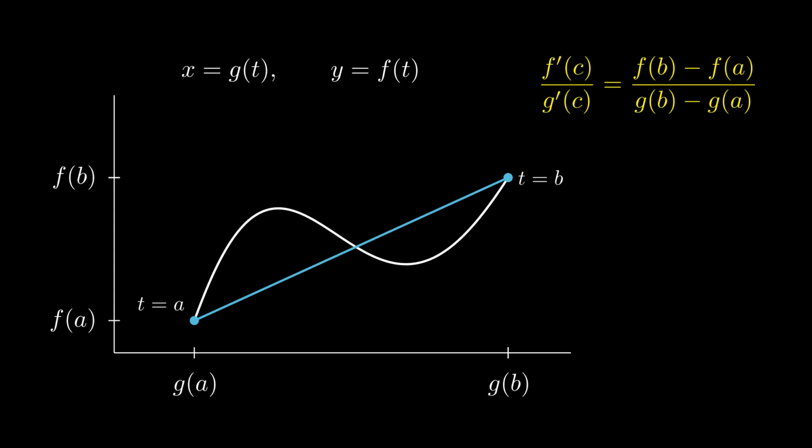And on the other hand, the slope of the tangent to the curve at any moment t is given by f prime of t divided by g prime of t. And by that same geometric intuition we used before, there has to be some input where the slope of the tangent to the curve matches the slope of the secant line. And so in these terms, that would be a value of c such that f prime of c over g prime of c is equal to f of b minus f of a over g of b minus g of a. Let's turn our attention to the proof.